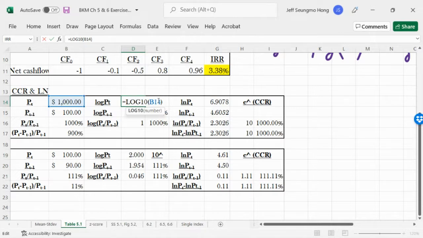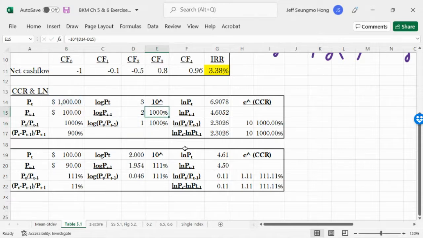Log to base 10 of 1,000, of course, will be 3 because it's 10 to the third power, right? And log of 100 to base 10 will be 2, right? Everyone is okay with that. And then if I take the log of the gross return, it will be 1 because 1,000 over 100 is just 10, tenfold, and base 10 log of 10 is 1, right?